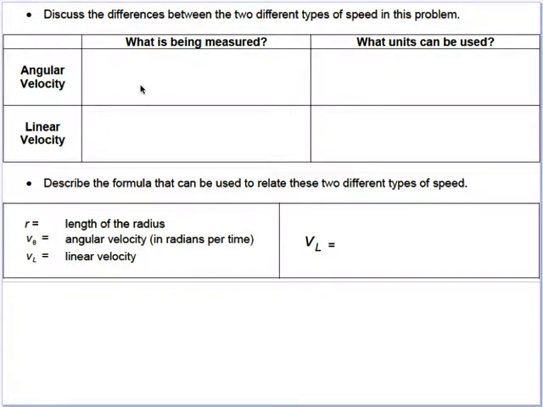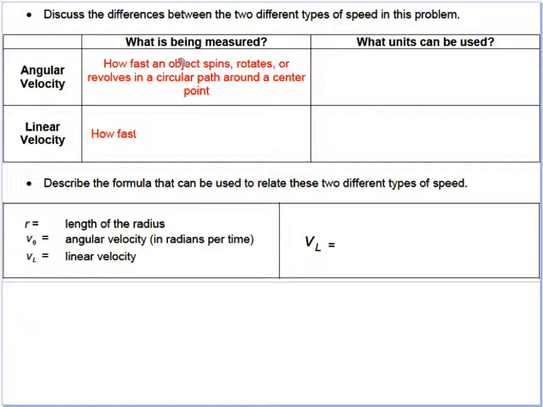So this video is about angular and linear velocity, and most of you probably remember from physics and science classes that velocity is basically speed. If you are looking at angular velocity, you are talking about how fast an object spins, rotates, or revolves in a circular path around a center point. In a circle you have 360 degrees, and we've been doing degrees and radians. With angular velocity, you're just saying how fast something is spinning. Think about a top, how fast is a top spinning.